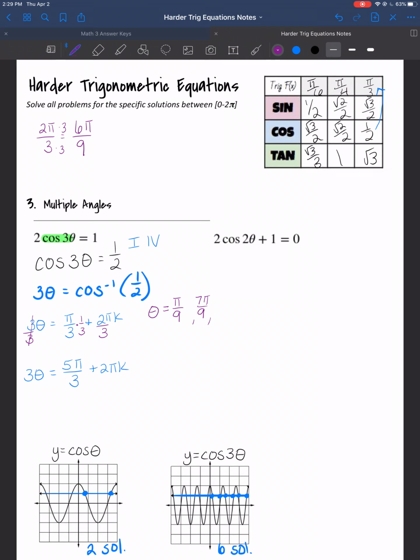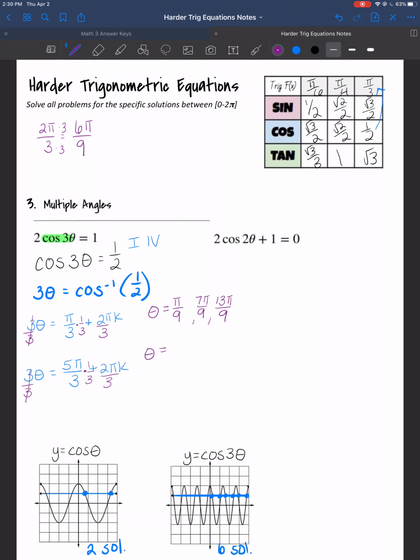And then I need to add again, because remember, I need to get 6 answers. So there's 1, 2. The next answer, 7 plus 6 would be 13 pi over 9. So I get 3 answers from the first quadrant. You're going to do the same thing with the fourth quadrant. Divide by 3, same thing as multiplying by 1/3. Divide by 3.